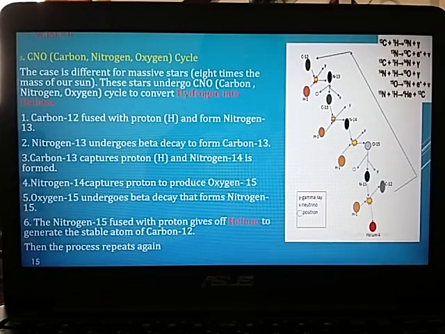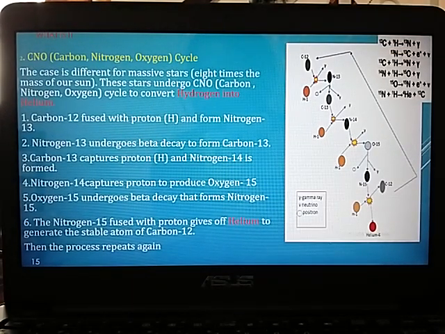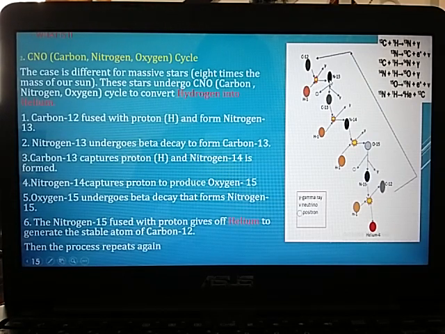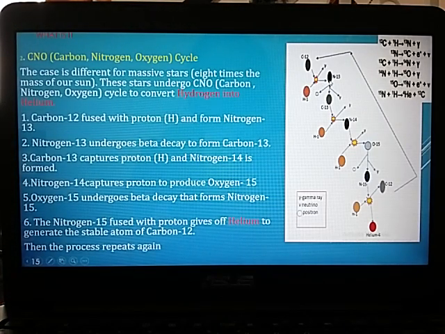Number 2. The CNO carbon-nitrogen cycle. Dito, nakikita natin ang diagram. For the first one, the carbon-12 fused with a proton to become nitrogen-13. Nitrogen-13 undergoes beta decay to form carbon-13. Carbon-13 captures a proton and nitrogen-14 is formed. Nitrogen-14 captures a proton and oxygen-15 is formed.